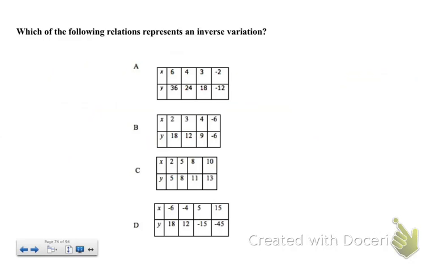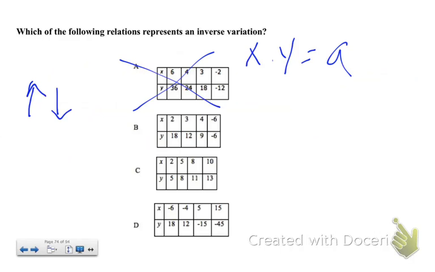So remember, in general, you're kind of looking for x and y to be going in opposite directions, and then you should test, is x times y equal to the same constant? So if I look at x, as x is decreasing, y is also decreasing. That can't be inverse. As x is increasing, y is decreasing. That could be one to try. X is increasing, y is increasing. That's direct. And D, as x is increasing, y is decreasing. So what I'm going to do is test B and D to see which one has a constant of variation.